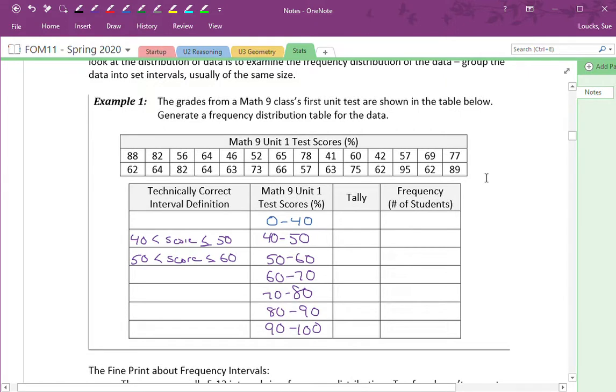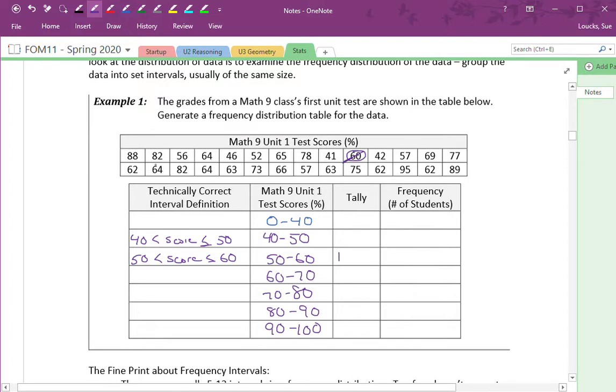The best way to do this from here is, what I do is I look for anything that ends in 0. Looking at my data, I've got the 60 here. So the 60 is going to go in this one here because that's above 50 and including 60. So I'm going to put a tally mark and I'm going to cross out my 60. And then it gets easier. That's the only one I see that ends in a 0. So now anything that starts with an 8 goes in the 80 to 90.